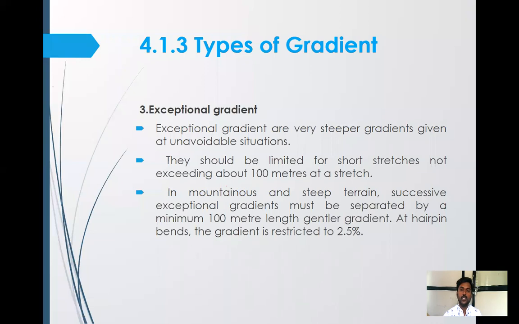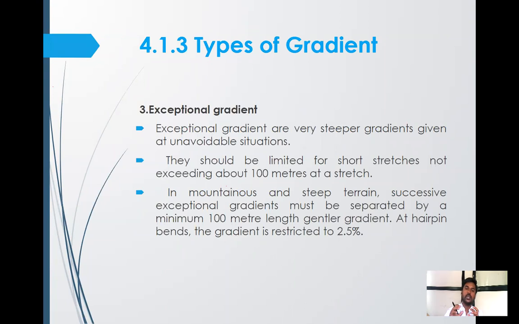They should be limited to short stretches, not exceeding about 100 meters. Also we have to keep in mind this much gradient should be over a short distance. We have to provide a short distance of exceptional gradient. It should not extend beyond 100 meters. In mountainous and steep terrain, successive exceptional gradients must be separated by a minimum 100-meter length of gentle gradient, with the gradient restricted to 2.5%.